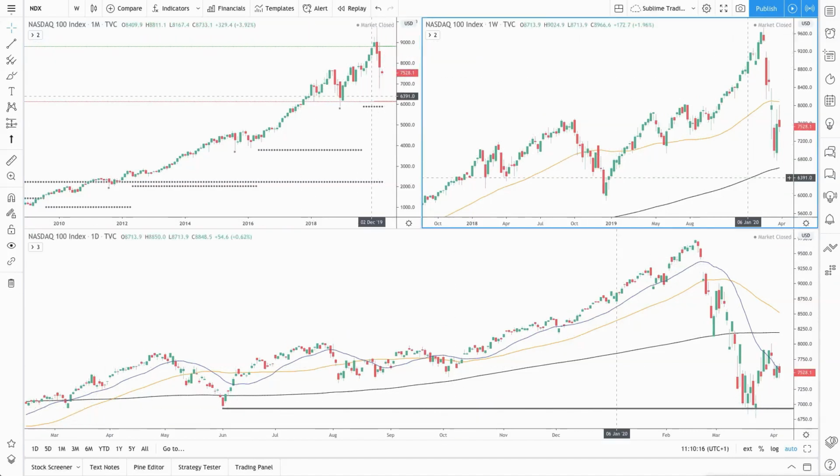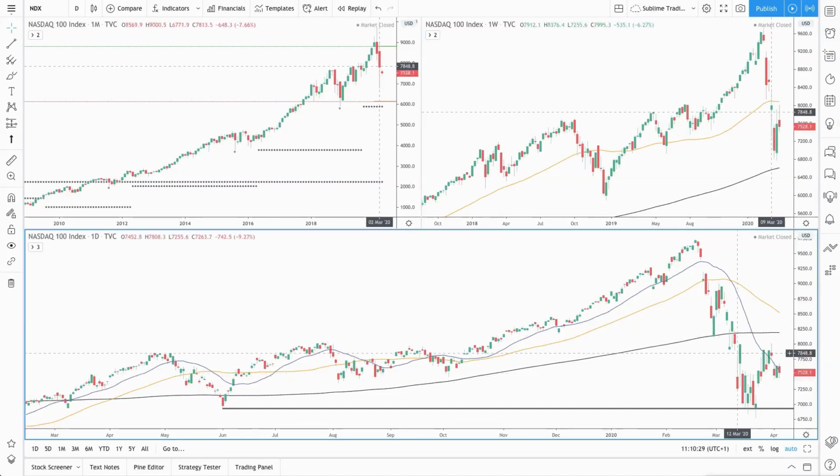If we look at the weekly, price is above the 200 moving average. Unlike the Dow Jones and the S&P, the Nasdaq's actually above the 200 moving average, although currently finding resistance at the 50 simple moving average. And if we come down to the daily time frame, price is below all three moving averages. You can see price is currently finding resistance at the 20 simple moving average.